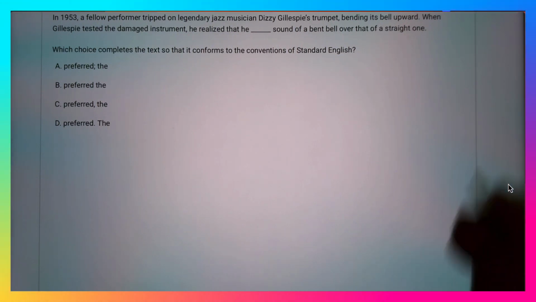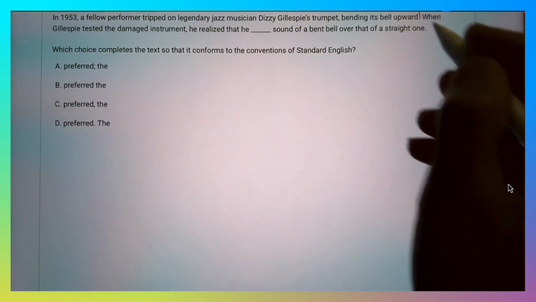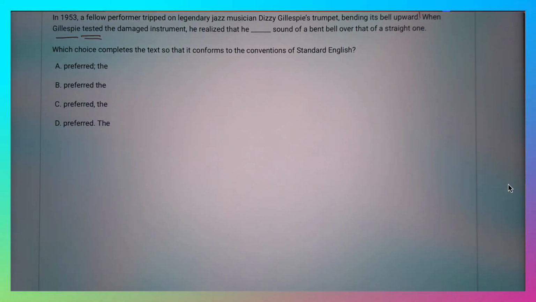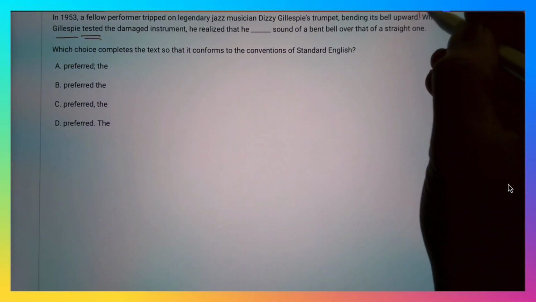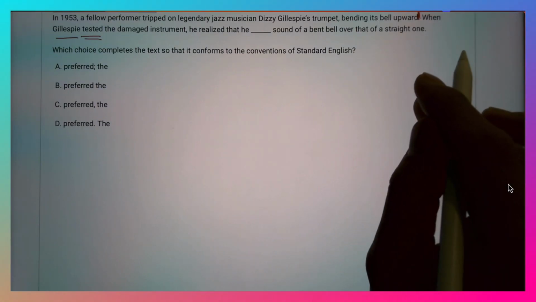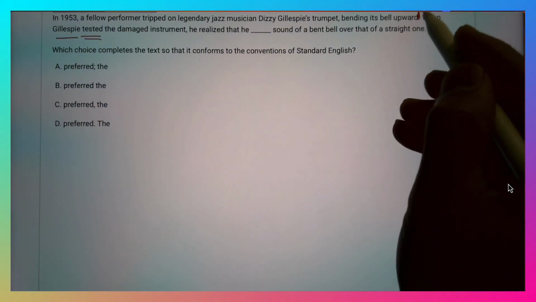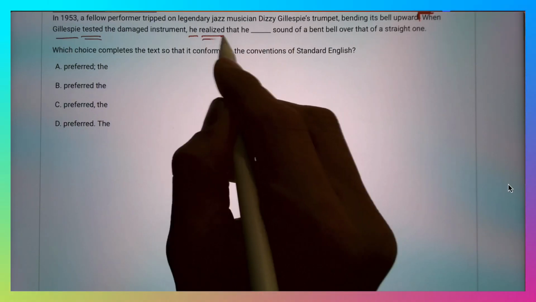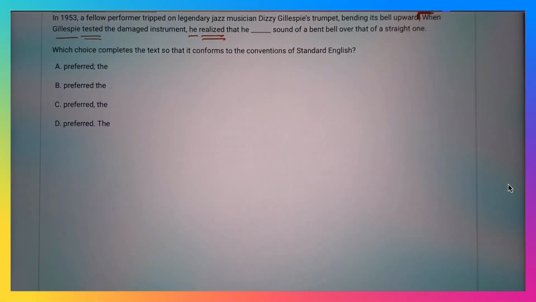Okay, so if I break down the sentence, "when Gillespie tested" is a dependent clause, because of the word "when" that marks it. Then we have an independent clause: "he realized." Just to recap, the dependent clause cannot stand by itself without the independent clause, whereas the independent clause can stand by itself.